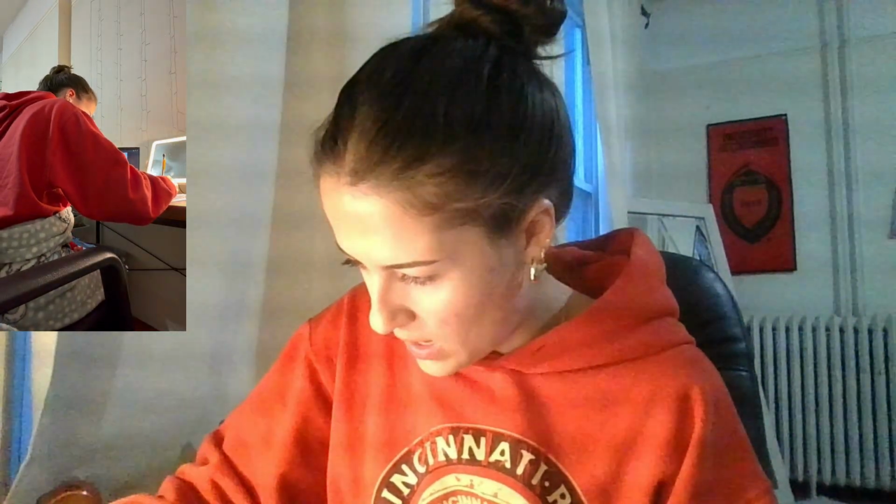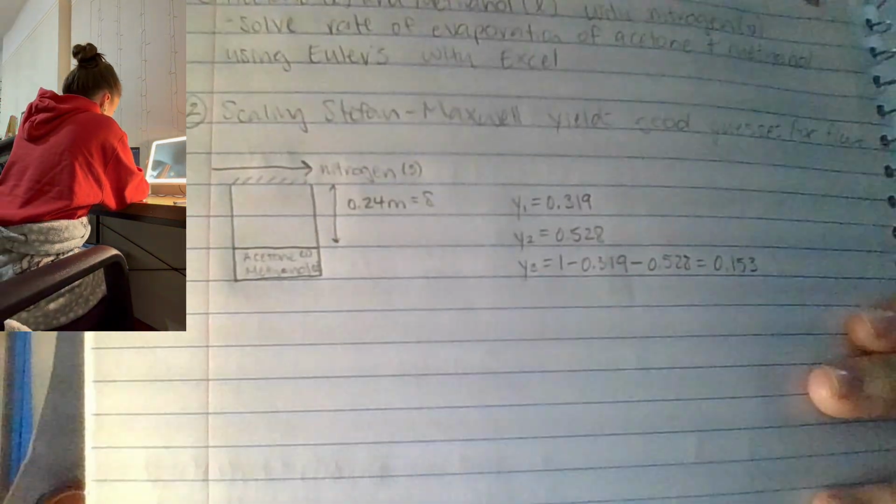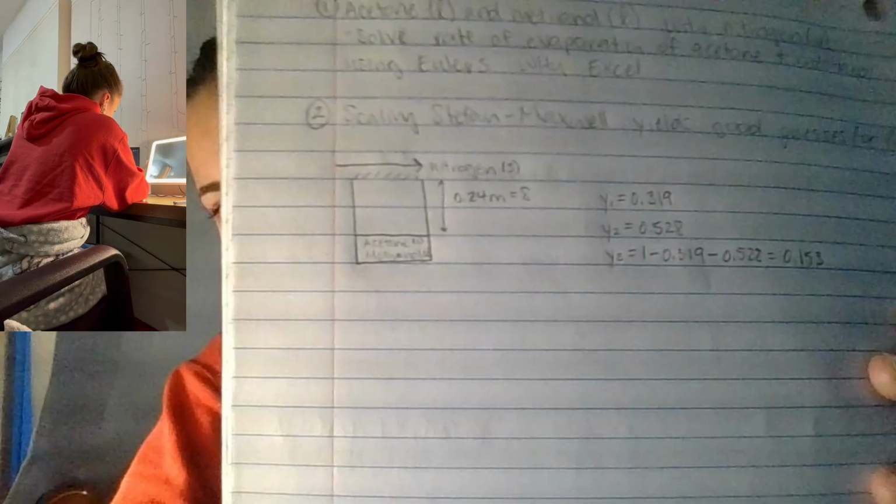Alright, and then that value will be 0.153. So once again, these are the mole fractions, mole percentages of how much acetone, methanol, and nitrogen we have in that mixture area. And then we also know that for the system as a whole, our pressure is going to be equal to 99.4 kPa. And then we also have an associated temperature.